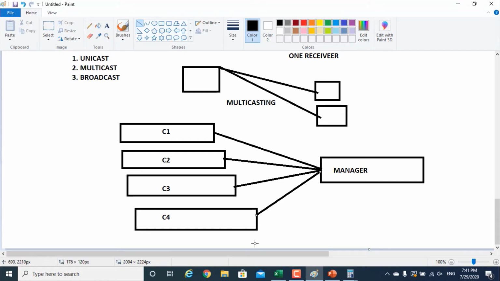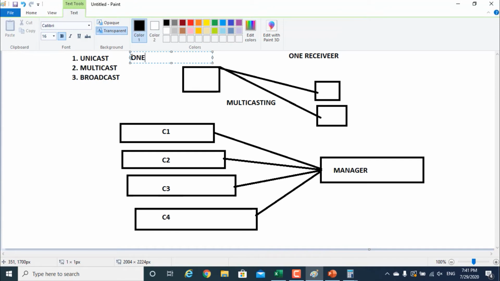It means one to all. So if I give a name for them, unicast is 1 to 1, the multicast is one to a group, but the broadcast is one to all. So no one can ignore it.